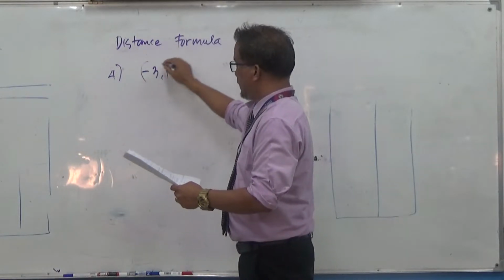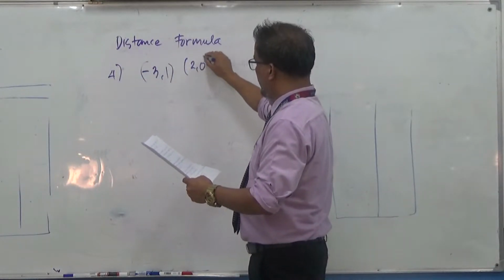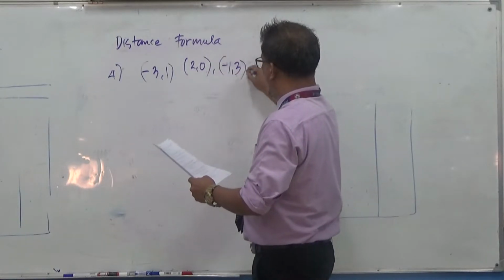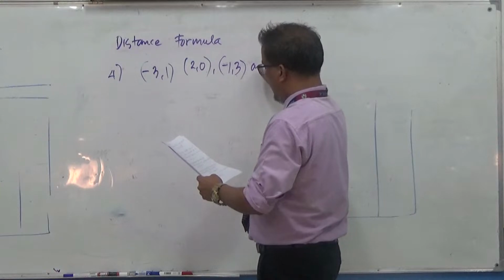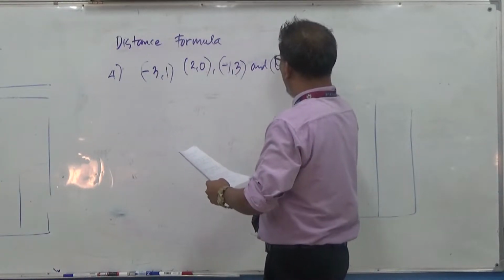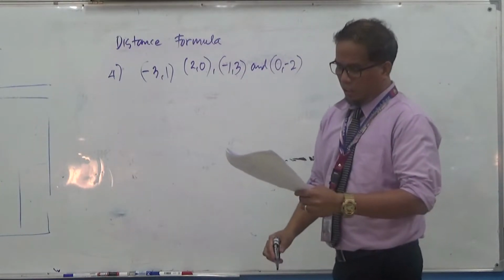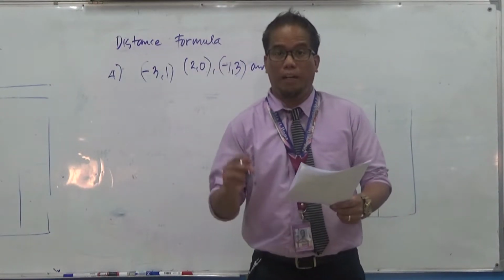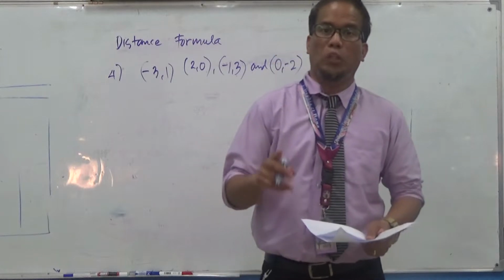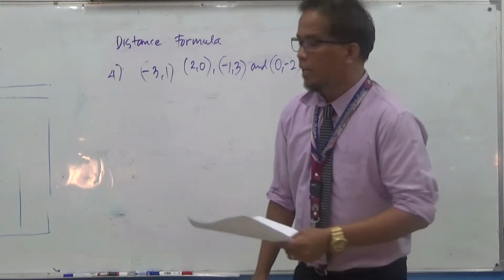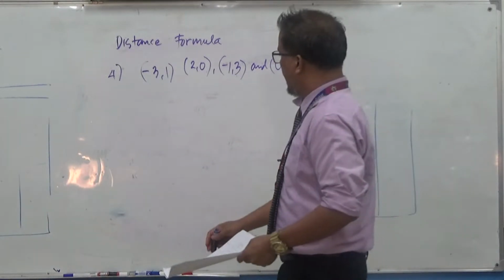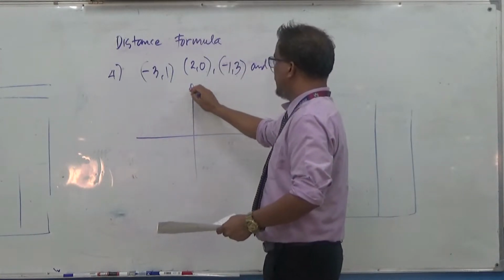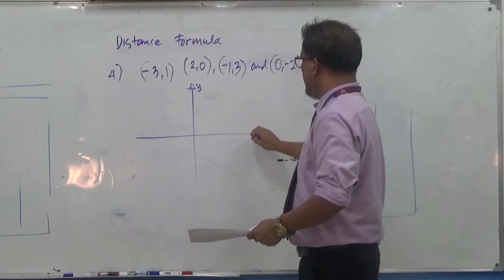Okay, now the given points are (-3, 1), (2, 0), (-1, 3), and (0, -2). So these points are the vertices of a rectangle, then we are going to solve for the area. Now, we can plot this in a Cartesian plane. So just draw a Cartesian plane.